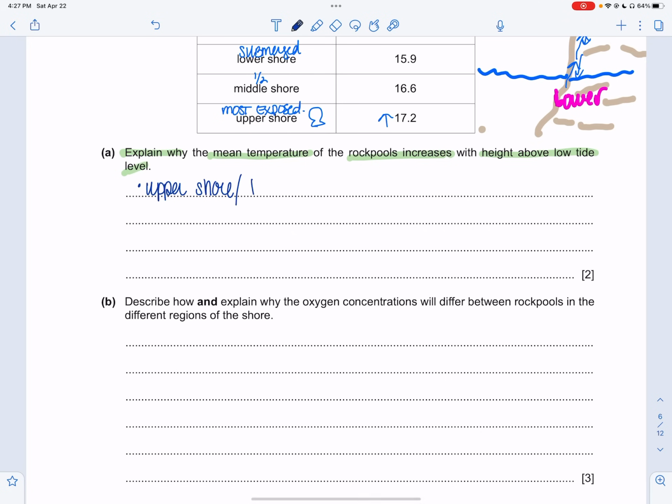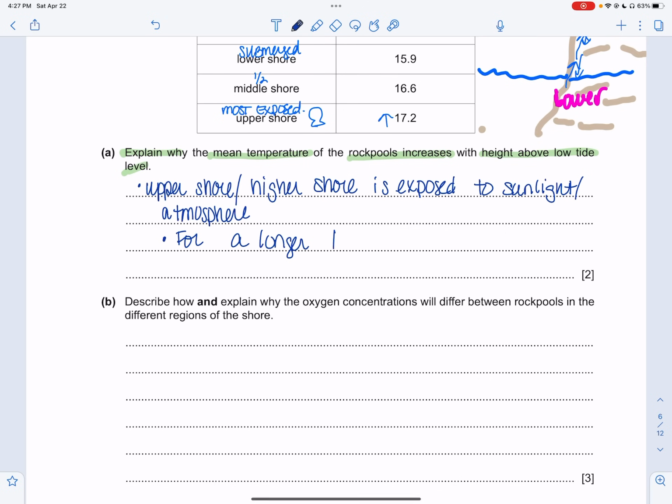The upper shore or the higher shore is exposed to sunlight or the atmosphere. That's one mark. The other one is about the duration, for a longer time, longer than all the other ones.